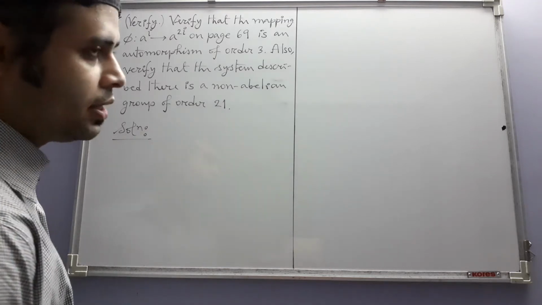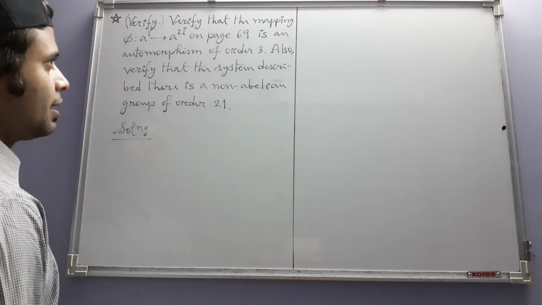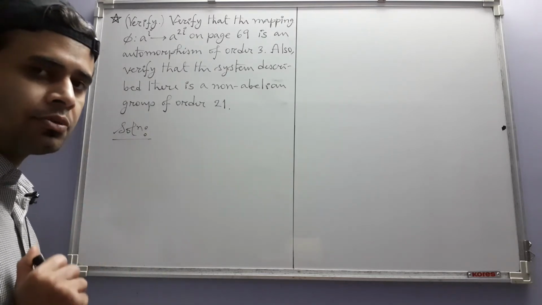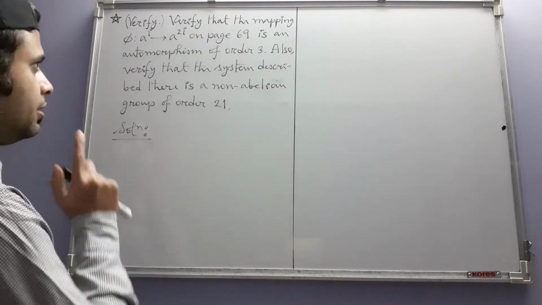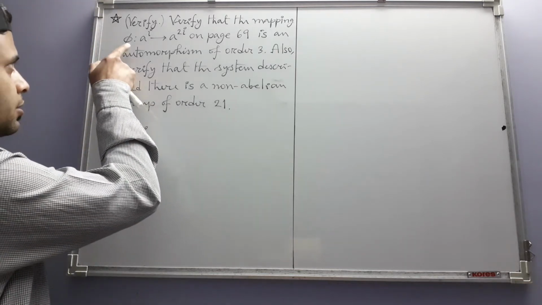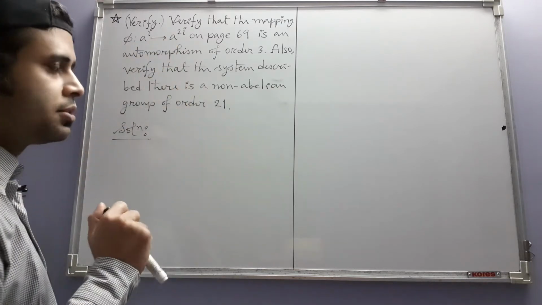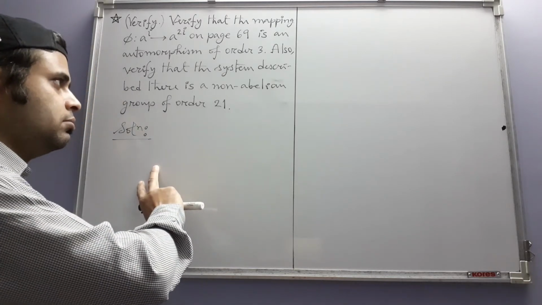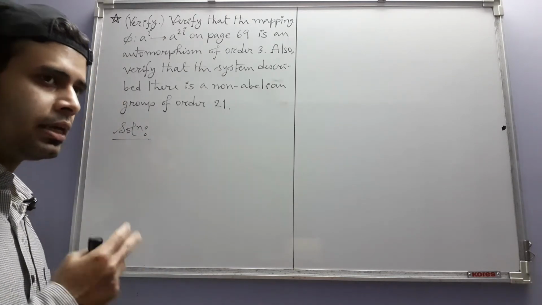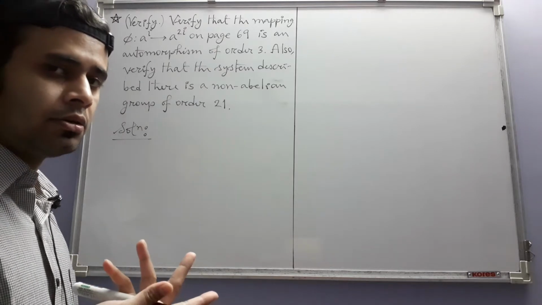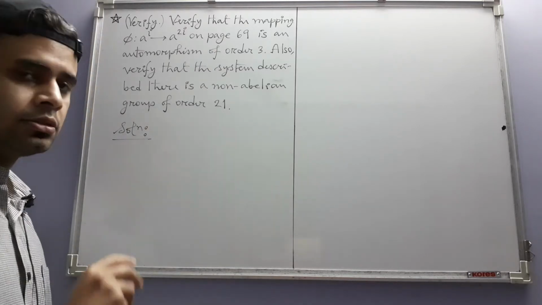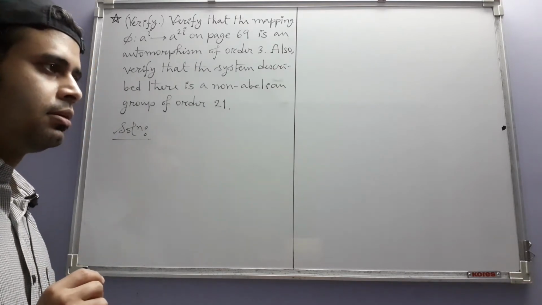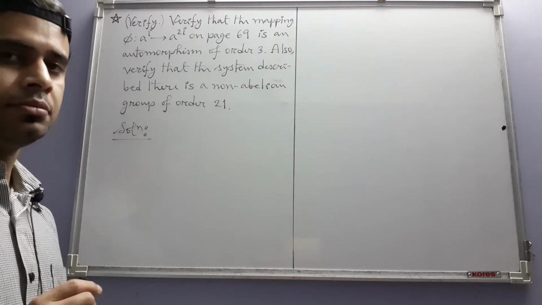So on page 69 of the text, we have come across the example of a cyclic group of order 7 generated by A, and it was mentioned that this map is an automorphism of order 3 of that group, and then the author describes a system which he says can be verified to be a non-abelian group of order 21. So we are now going to see those things, because what we have in the text is somewhat casual and vague.